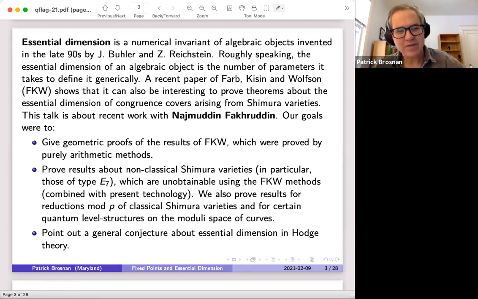This talk is about recent work of mine with Nasruddin Fakhruddin, and we have three goals. One is to give geometric proofs of the results of FKW, which were proved by purely arithmetic methods. I'll say something about those methods, but maybe not a huge amount. We also want to prove results about non-classical Shimura varieties, in particular those of type E7, which are unobtainable using the methods of FKW combined with present technology.